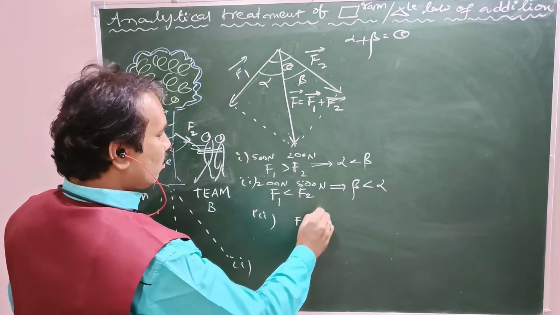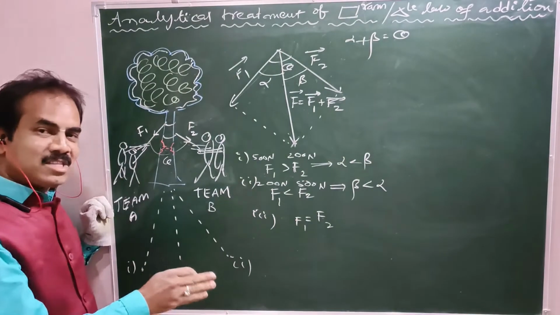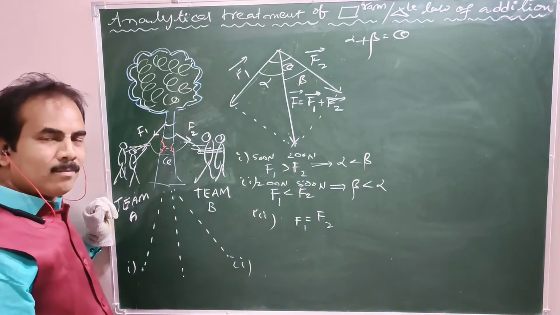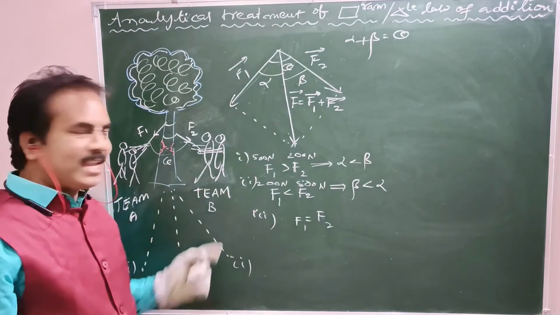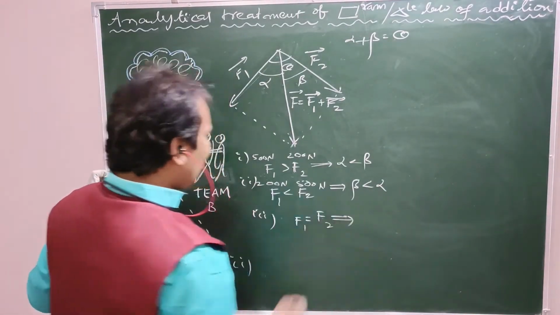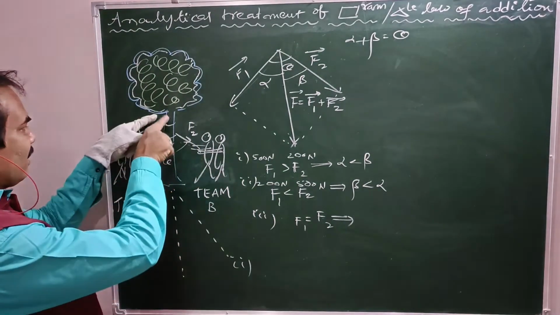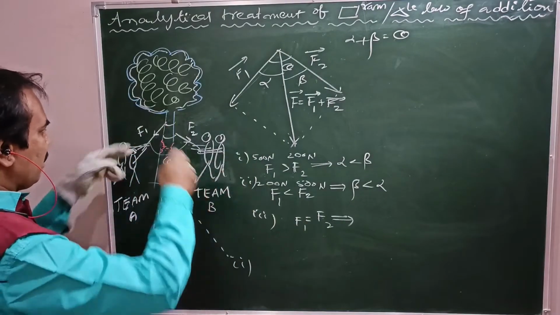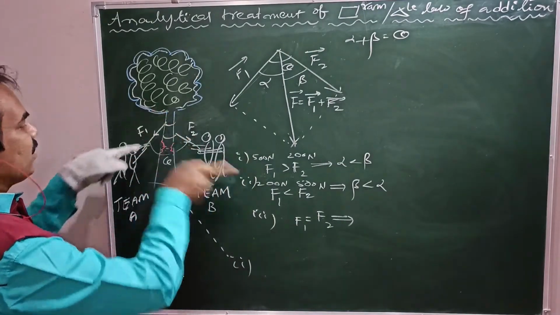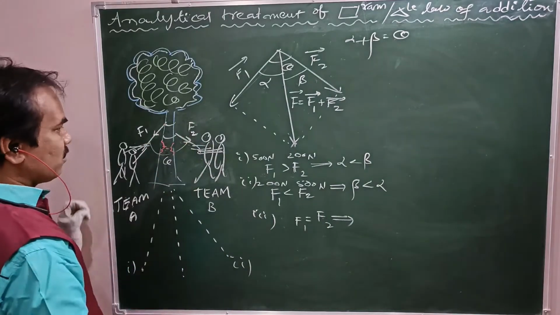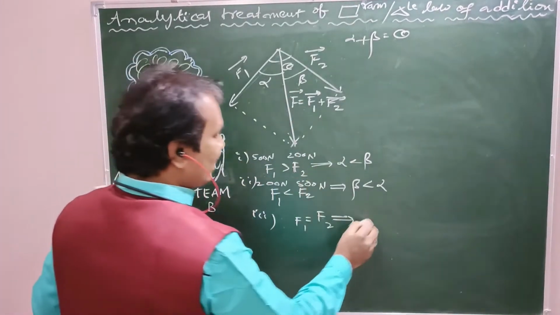F1 is equal to F2 means both teams are offering the same force in magnitude, not in direction. Both teams offering the same magnitude of force implies that this time the tree would definitely collapse midway of both forces, means both teams. In this third case, the tree would collapse midway of both teams. This implies that alpha equal to beta.